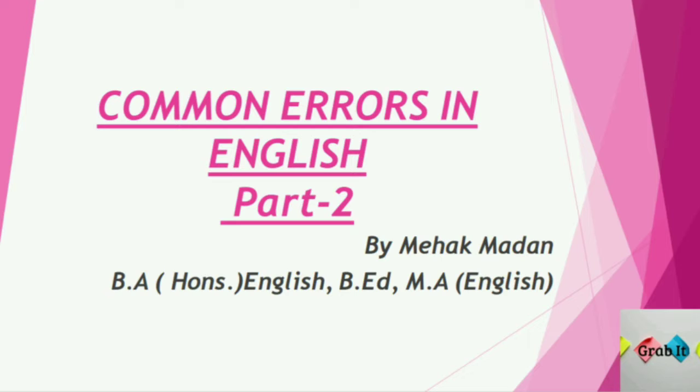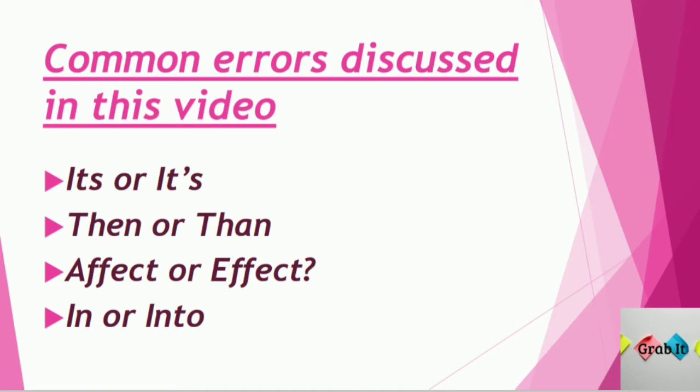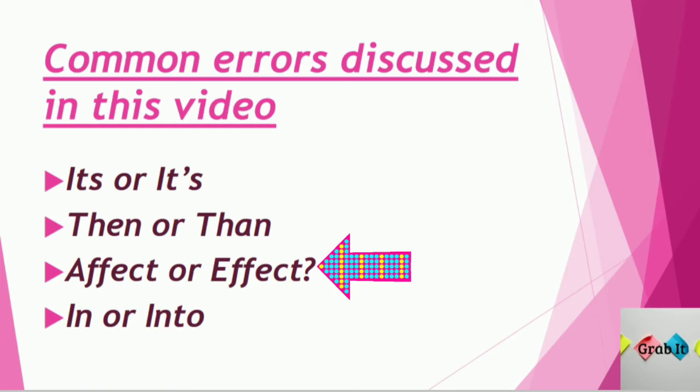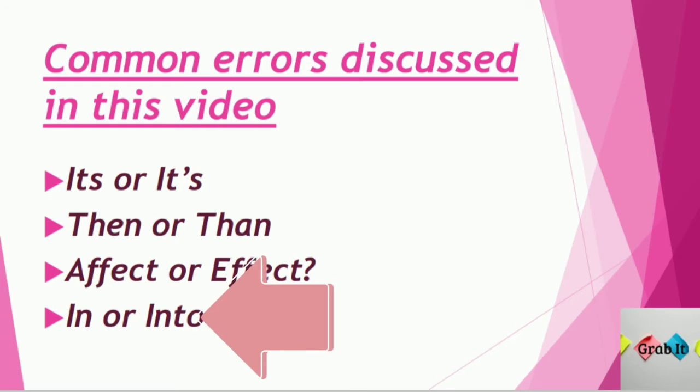Okay, so before we start, I would like to tell you that today we're going to discuss some common errors that we make in English. Well, this is part 2 of the video. If you haven't watched part 1, then please watch it. It will be useful for you. So, in this video, we will discuss the following errors. Difference between it's and its, then or than, affect or effect, and in or into.